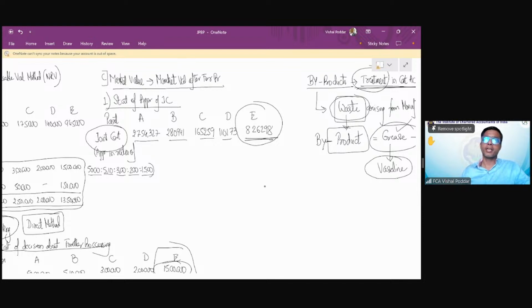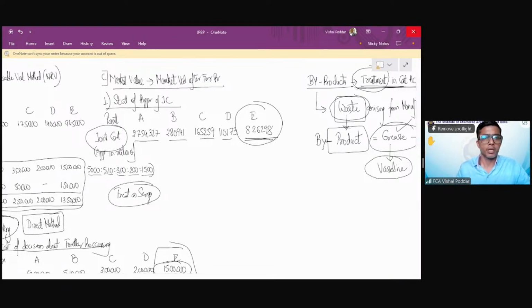So when I say treated as joint products, it means show it as a product along with your other joint products, which also means that now charge the joint cost to them. This is the meaning of treating it as a product. What is the meaning of treating it as scrap? If I have to treat it as scrap, I'm writing here, treat as scrap.